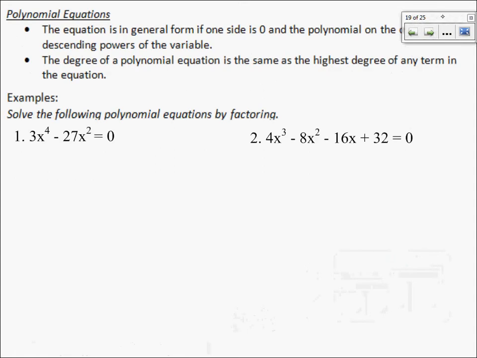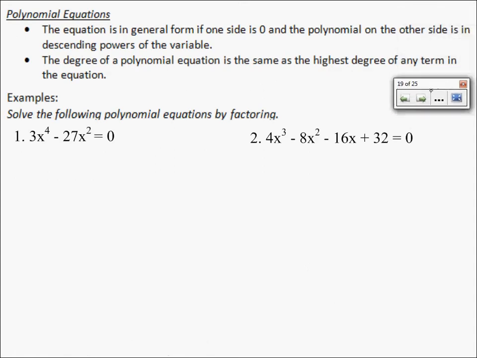So let's get started. Okay, so polynomial equations. The equation is in general form if one side is equal to 0 and the polynomial on the other side is in descending powers of the variables. That means that variables are going to have exponents from largest to smallest. The degree of a polynomial equation is the same as the highest degree of any term in the equation.